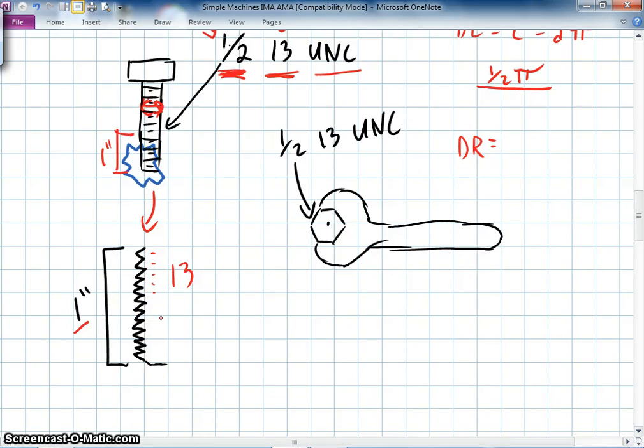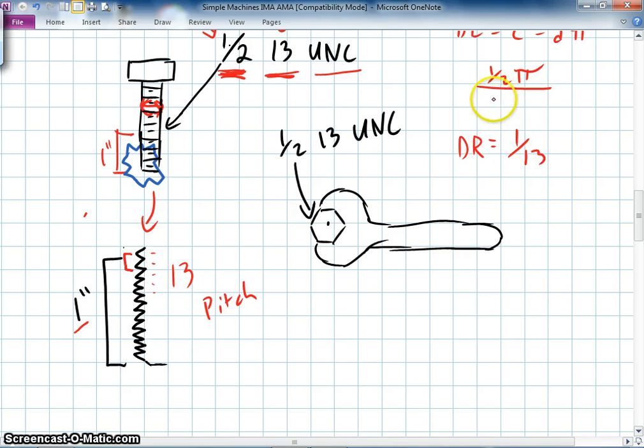Now, the distance it travels up and down is called the pitch. The pitch refers to the distance between two threads. That's the distance between two threads there, so it's the pitch. Now, if there's 13 threads for every inch, how do we find how far apart just 2 of them are? Well, it's simply going to be 1 over 13, because there are 13 threads for every inch, which means the gap between 2 of them would be 1/13 of an inch. So my dr is then 1/13.